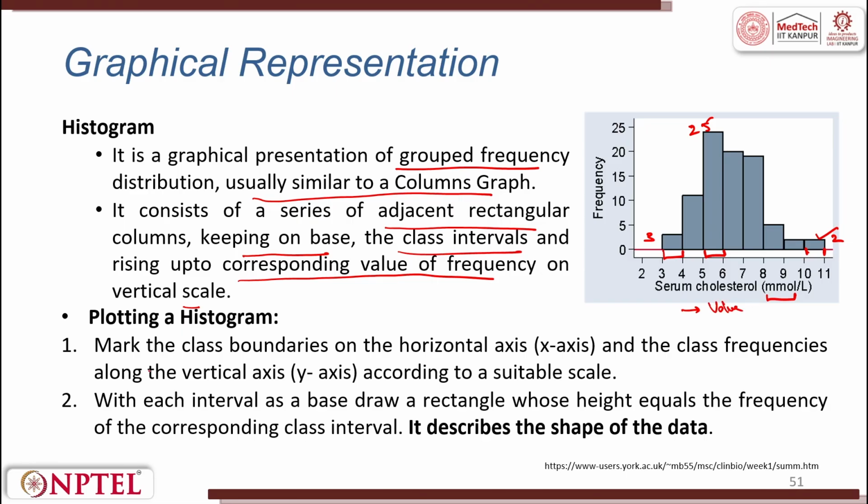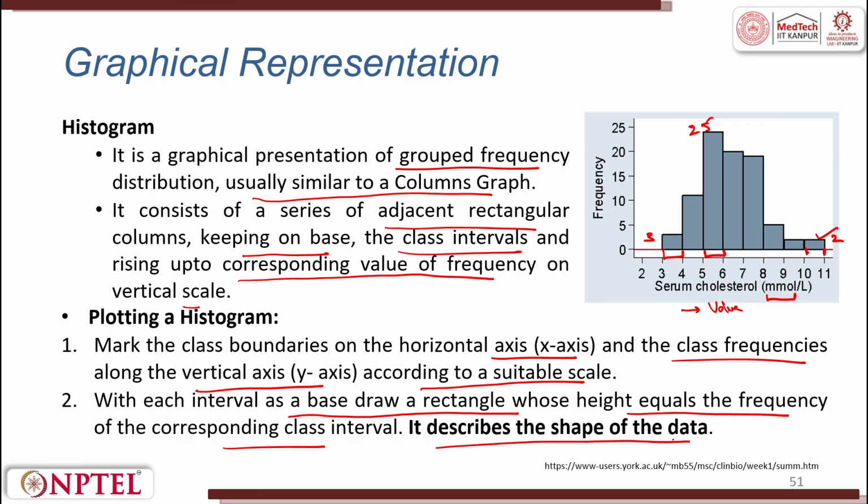To plot a histogram, mark the class boundaries on the horizontal axis and the class frequencies on the vertical axis according to a suitable scale. With each interval as a base, draw a rectangle whose height equals the frequency of the corresponding class interval. It describes the shape of the data. For a good histogram that should be visible, what do you think? Should the class intervals be selected so that we get 100 bars? Should we select so that we get 500 bars? Or should we select so that we have only 4 bars?